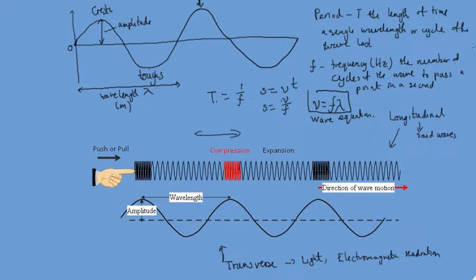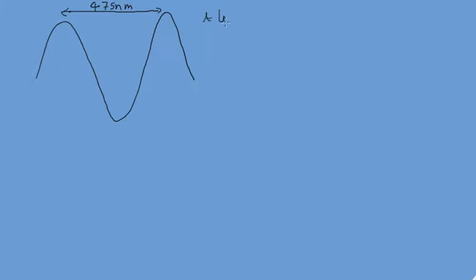So let's look at an example of using the wave equation. We've got this light wave. The crests are meant to be the same width, but art's not my strong point, even if it's just a wave. The wavelength is 475 nanometers. I'll define nanometers in a minute. Light waves are typically measured in nanometers when we talk about wavelength. A light wave has a wavelength of 475 nanometers, and it's travelling in a vacuum.